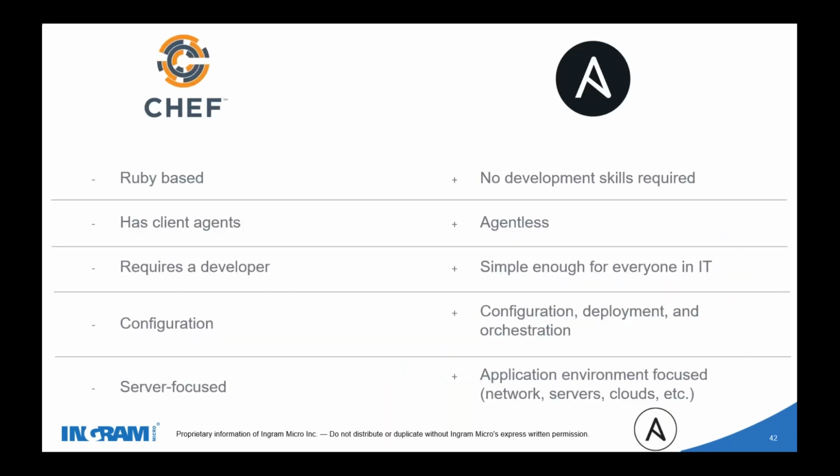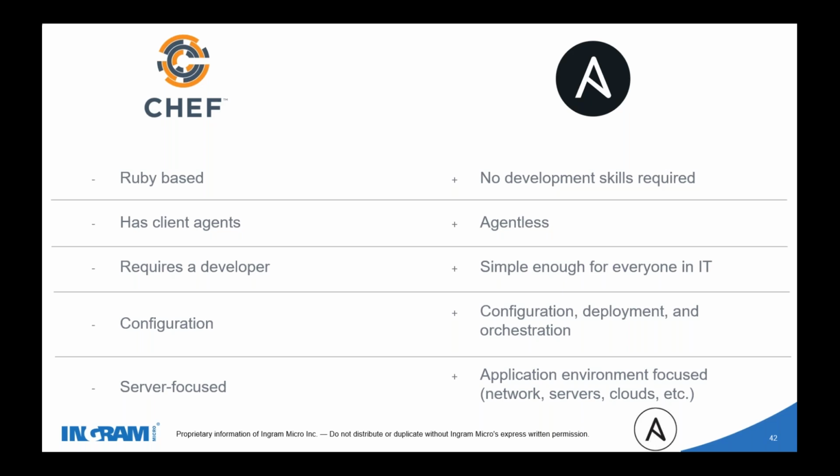Finally, I just want to do a quick comparison with Chef, Puppet, and SaltStack. Chef, you may be aware, is Ruby based, may have clients, and you need a developer to manage Chef. It's mainly used for configuration and is mainly server focused. For Ansible, anyone from IT should be able to manage it. It doesn't require any special skills, and it's agentless. So it can do much more, like configuration, deployment, and orchestration, and so on and so forth.